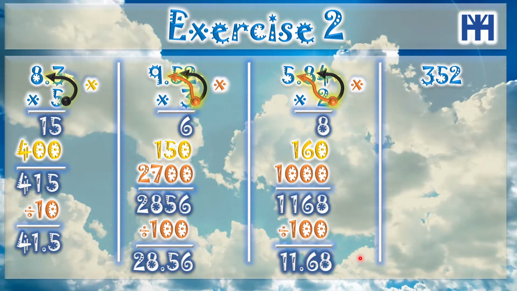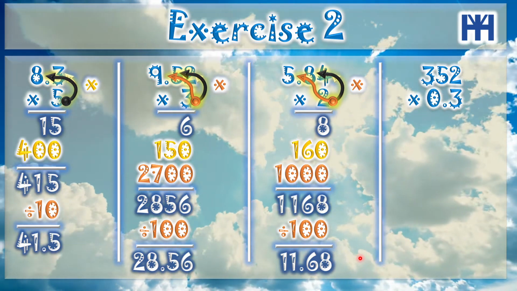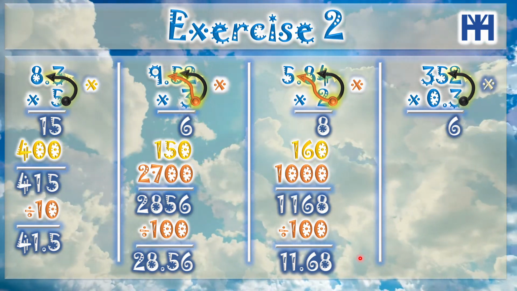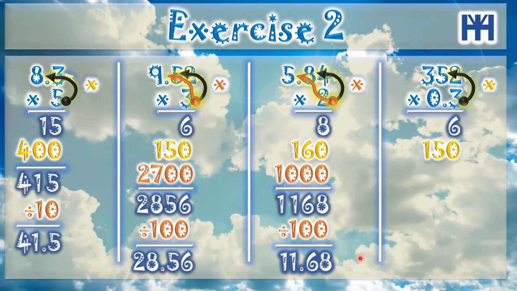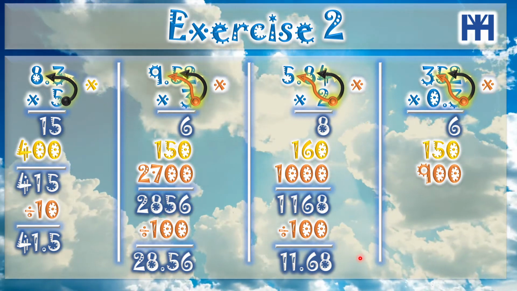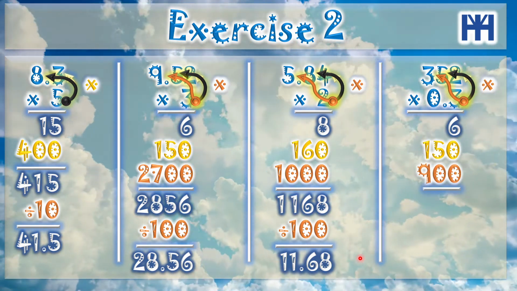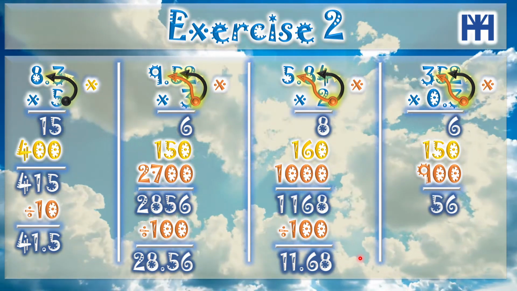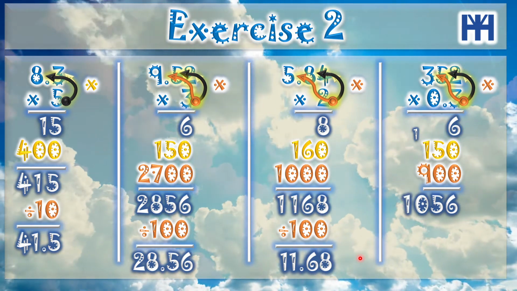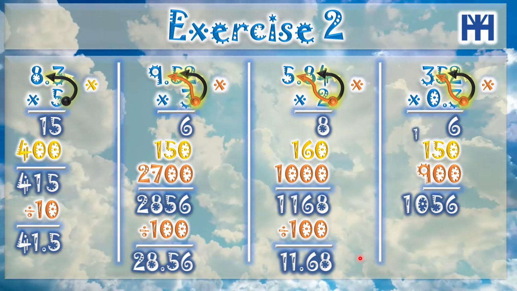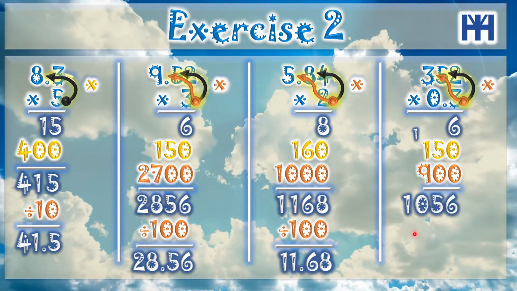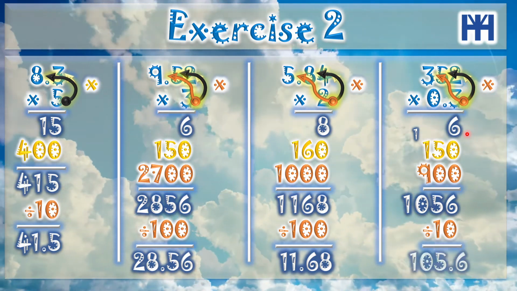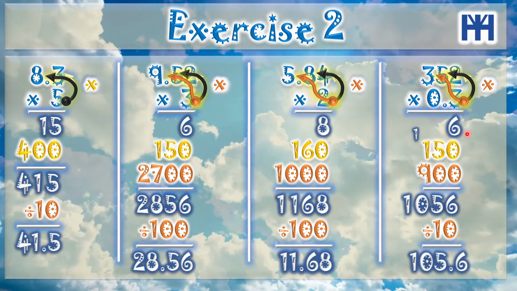Then here we have 352 multiplied by 0.3. 3 times 2 is 6, 3 times 50 is 150, then 3 times 300 is 900. Okay, 6, 0 and 0, it's 6, 5 and 0, 0, 9 and 1 is 10, 0, and borrow 1 here, so it's 1056. Then remember our last step. How many decimal places here? It's only 1, so we will divide it by 10. So it's 105.6.